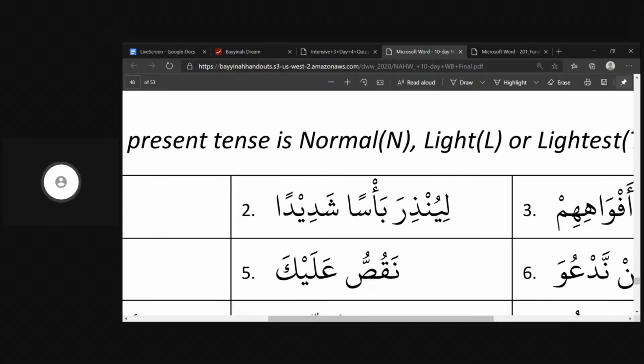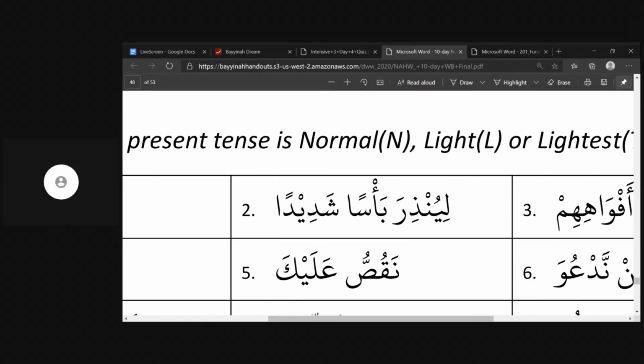لينذر بأسا شديدا. Ba'san is an ism because it has tanween. We can tell that immediately. Shadidan is also an ism because it has tanween. You can disregard these. We're only looking at liyunzira. So li can be a harf of light or it can be a harf of lightest. How do we know which one it is? Well, look at the ending.